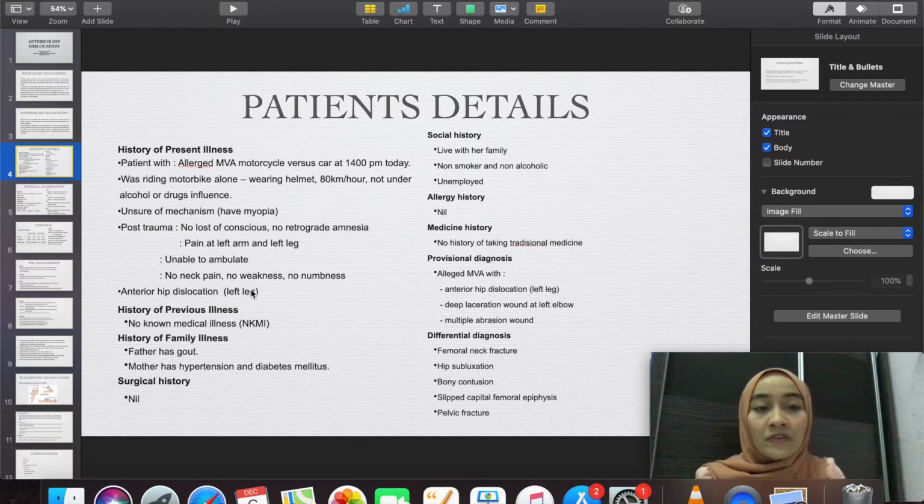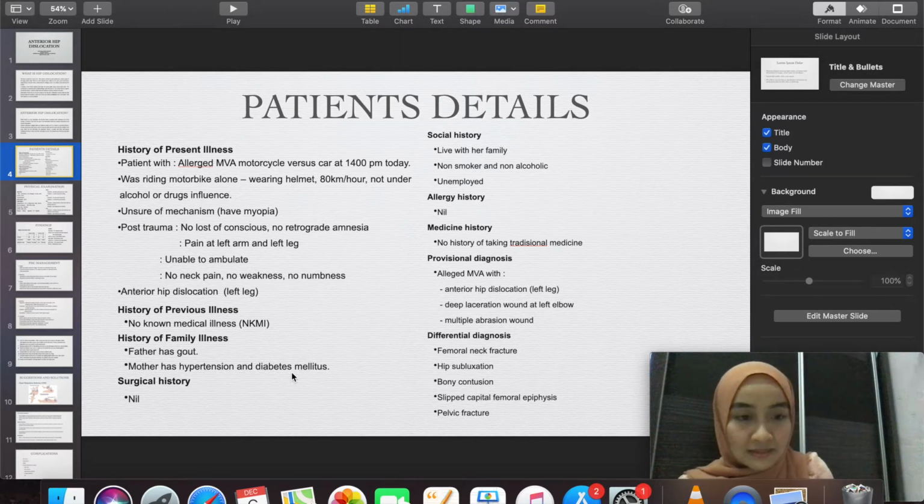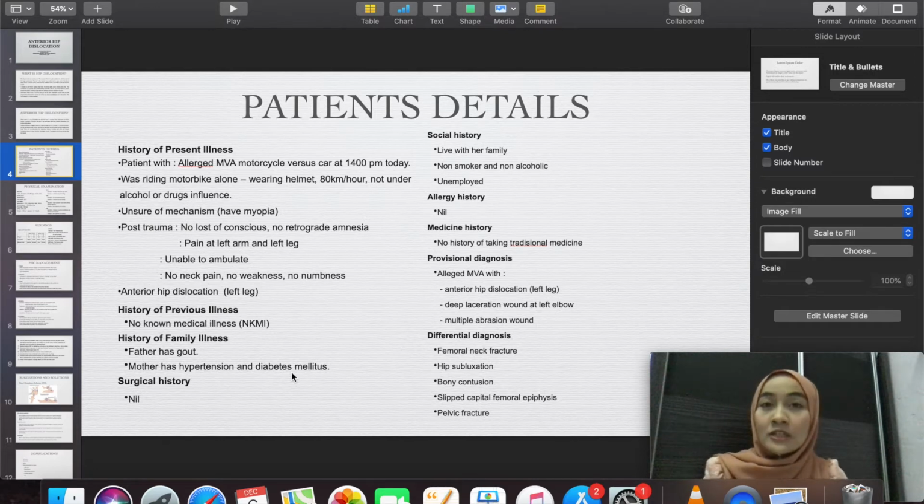History of previous illness, no known medical illness. History of family illness, father has gout, mother has hypertension and diabetes mellitus. No history of surgery. For social history, patient lives with her family. Non-smoker, non-alcoholic, and unemployed. Patient has no history of allergic reaction and no history of taking traditional medicine.